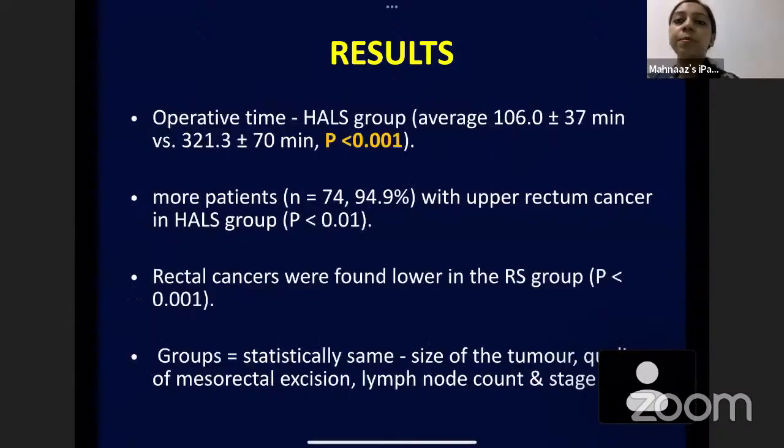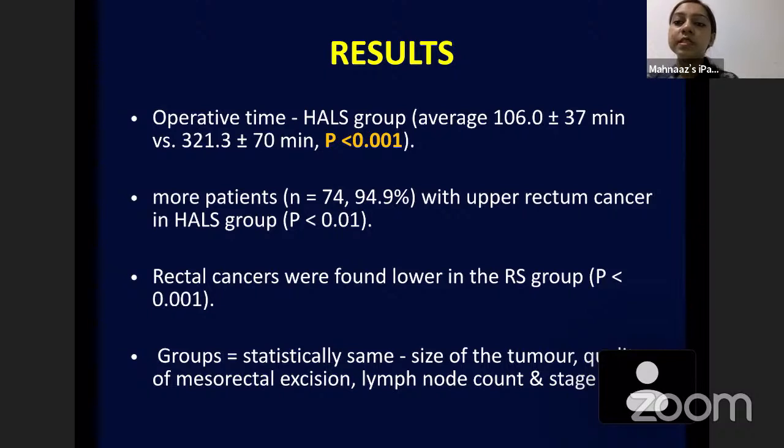The operative time in the HALS group averaged 106 plus or minus 37 minutes, and in the robotic surgery group it was 321 plus or minus 70 minutes, with a significant p-value of 0.01. But as we saw earlier, the majority of the patients in the HALS group had upper third rectal cancers, and in the robotic surgery group, middle third cancers.